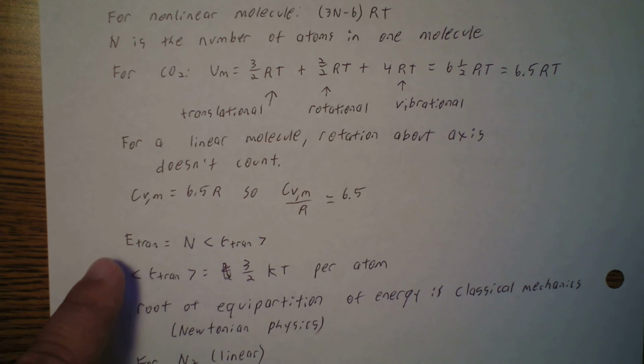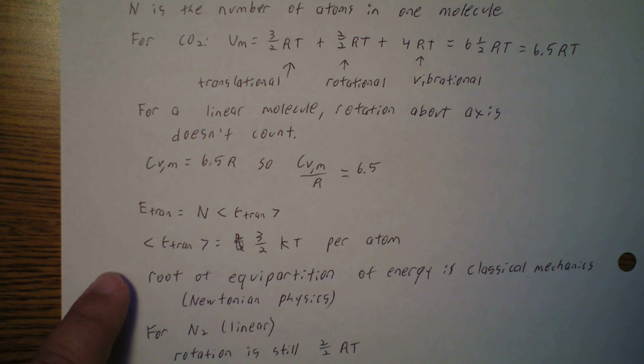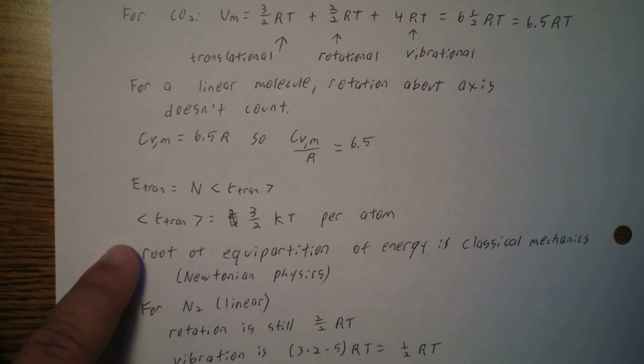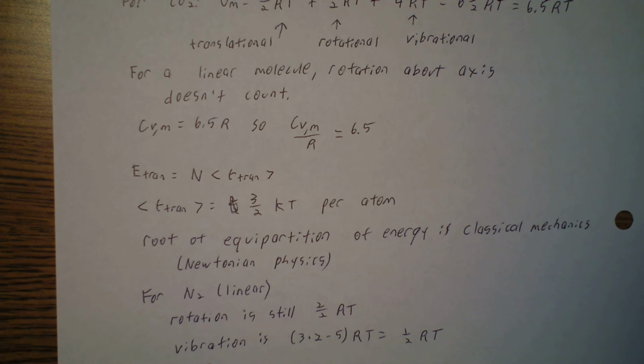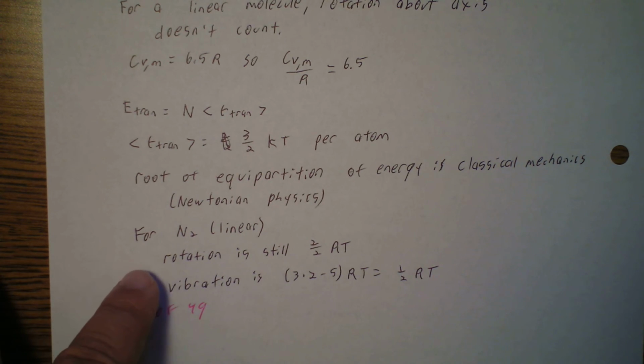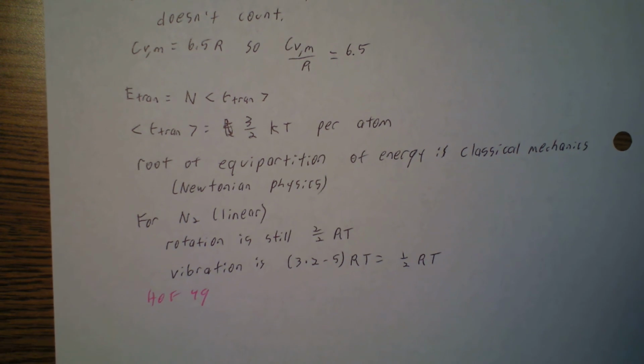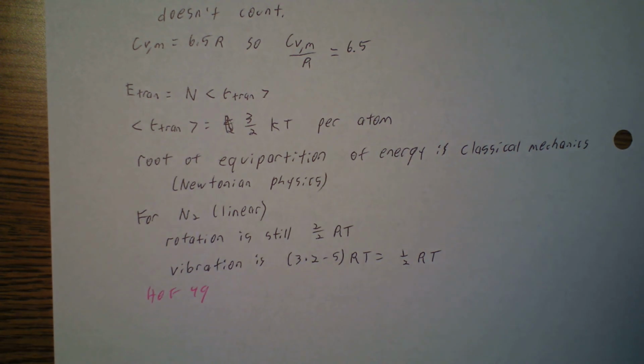Now the energy of translation, remember, is just n times the average energy of translation. The average energy of translation is 3/2 kT per one atom. So remember, the root of this equipartition of energy is classical mechanics, Newtonian physics. Now for N2, another linear molecule, the rotation is still 2/2 RT but the vibration is 3 times 2 minus 5 RT, or 1/2 RT. See also handout figure 49. And that is all we're doing for section 10, and that's also the end of chapter 15.